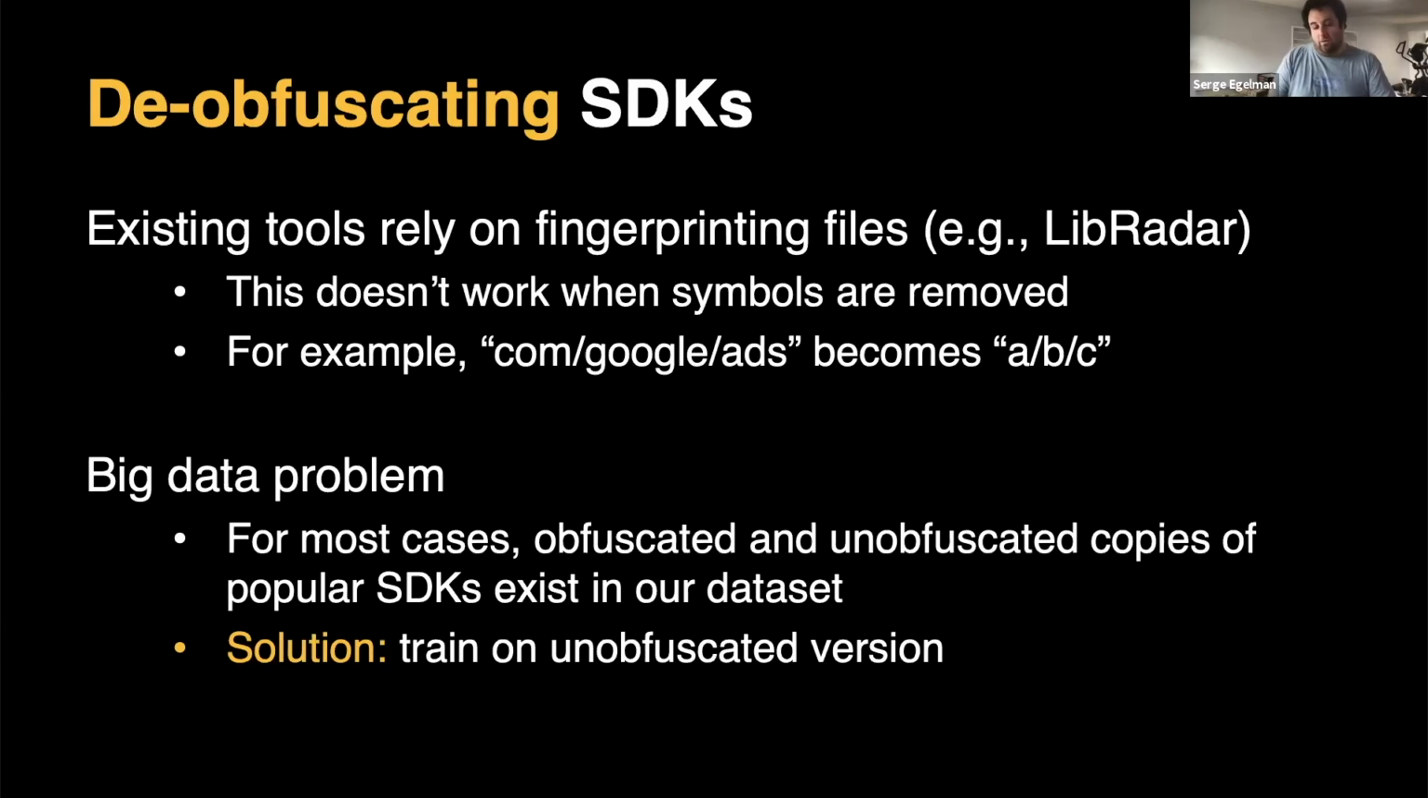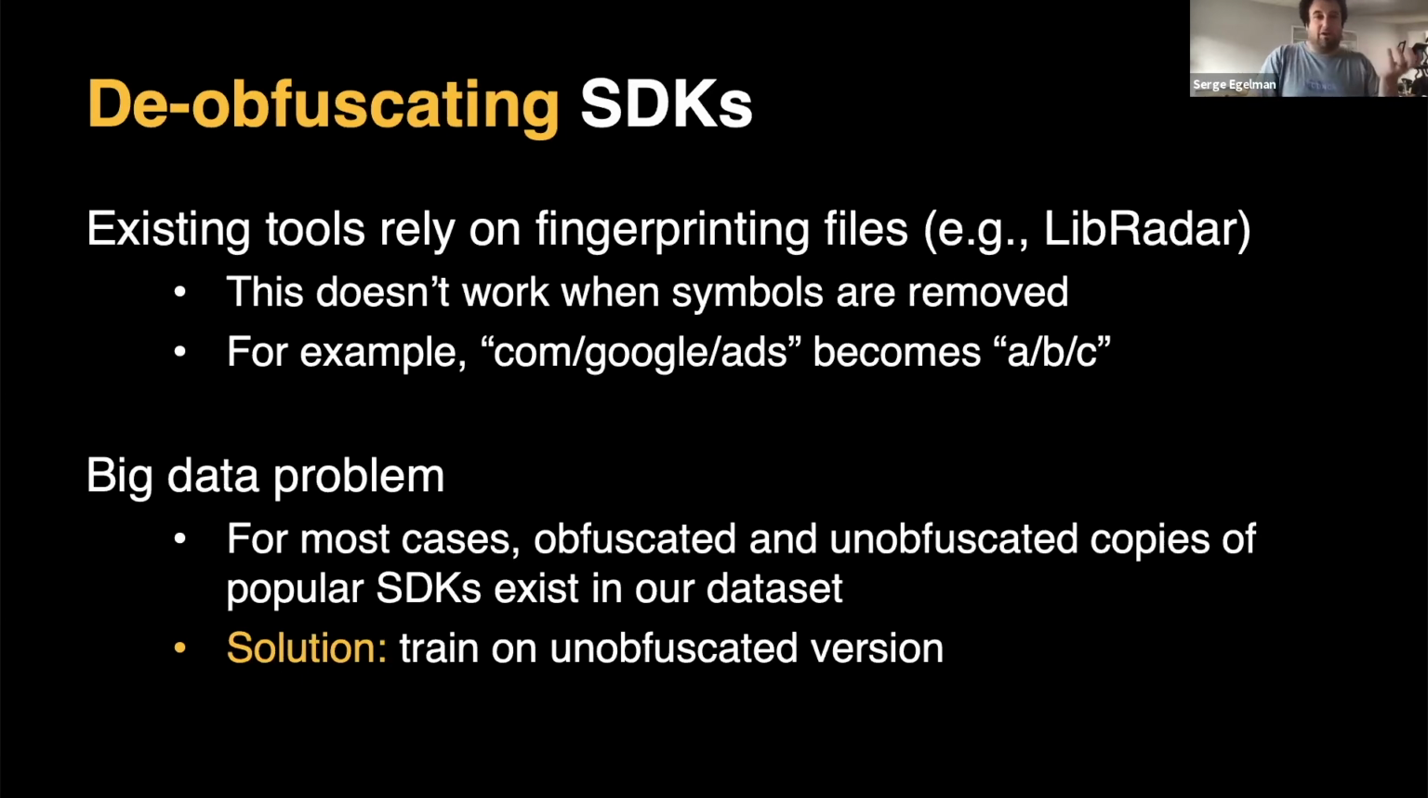One tool that we previously used is called LibRadar. This was published at ACM CCS about 4 or 5 years ago. But the problem is it doesn't work very well when symbols are removed. What this means is when the code is obfuscated, which is often the case, many of these types of tools just don't work in terms of identifying the SDKs. That's because of the human readable names for various files and folders, which might reveal what the SDK is.